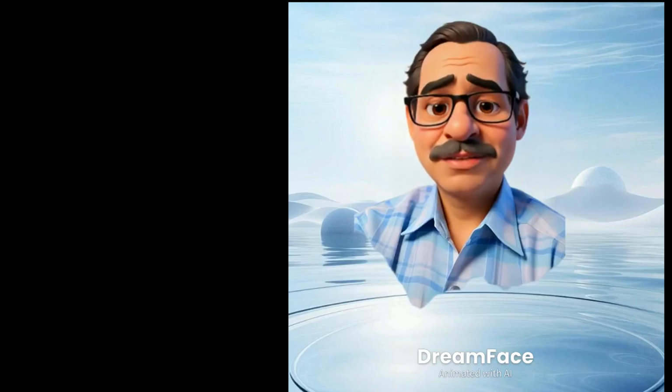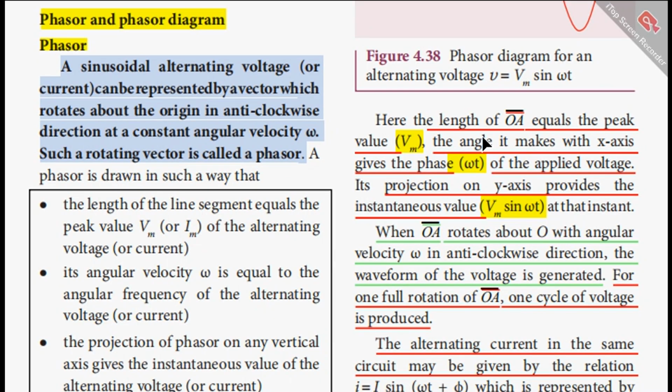Dear students, in this video let us learn about phasor and phasor diagrams. Now let us study about phasor and phasor diagram. What is a phasor? A sinusoidal alternating voltage or current can be represented by a vector which rotates about the origin in anti-clockwise direction at a constant angular velocity omega. Such a rotating vector is called a phasor.